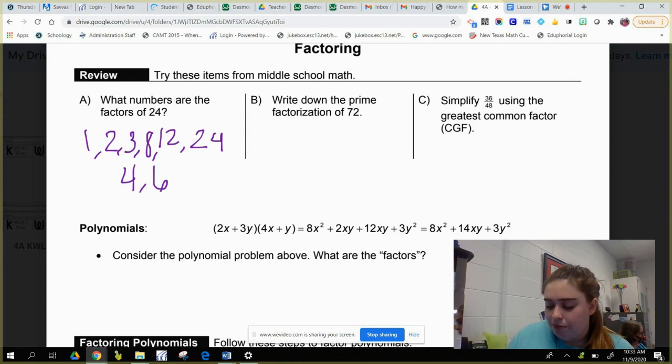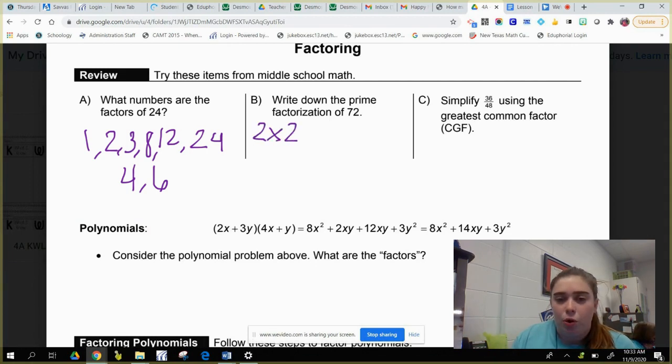Okay, so let's look at B. This one, it wants the prime factorization of 72. So not saying what are the factors, right? But it wants the prime factorization of 72. So what we're going to do is see first, how many times can we fit multiplying 2's into this 72? So let's start with just basic 2 times 2, which is 4, right?